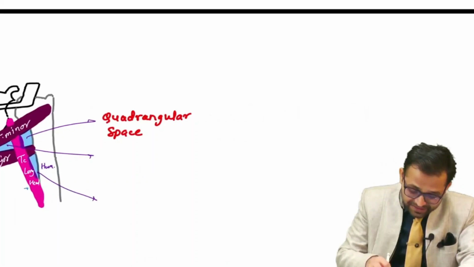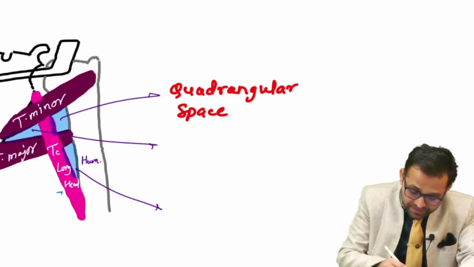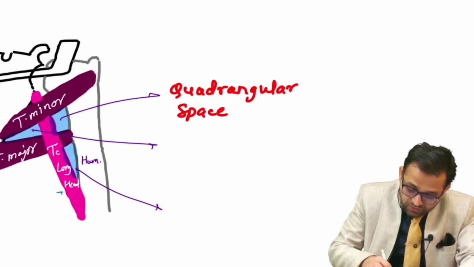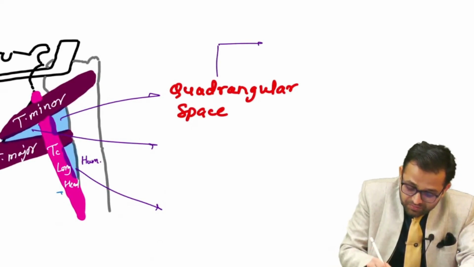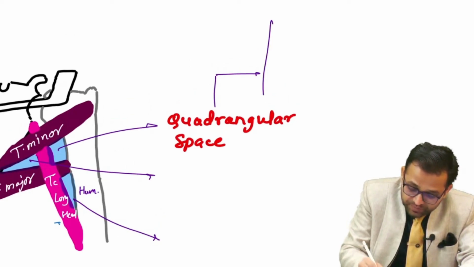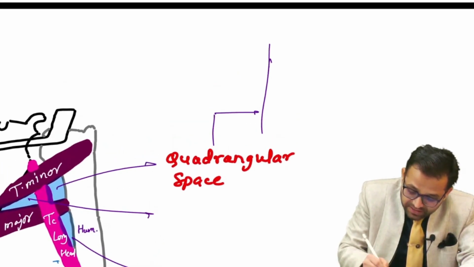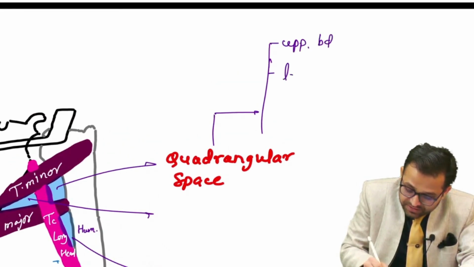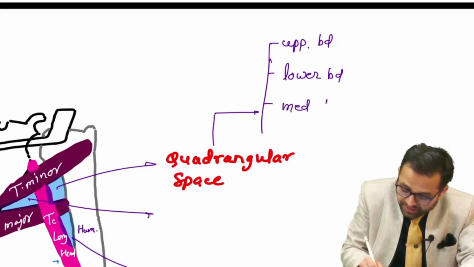So I am writing here the quadrangular space, its boundaries. Okay sir, so I am writing here the boundaries. Yes, there are the boundaries of the quadrangular space. So you will say, sir, it is having the upper border, it is having the lower border, it is having the medial border and it is having the lateral border.